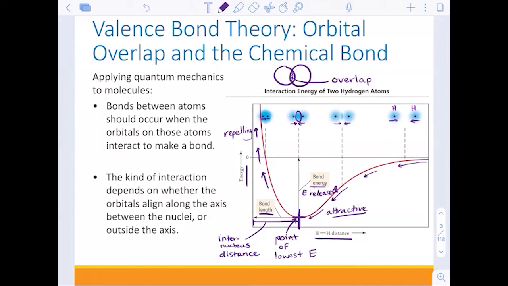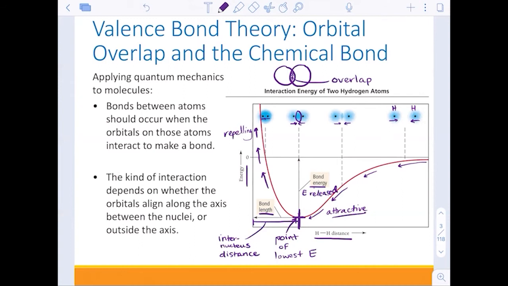So when we look at revisiting quantum mechanics, bonds between atoms should occur when the orbitals of those atoms interact. They need to overlap. They need to occupy the same exact space. And when they do that overlapping, we have to find the perfect amount of overlap. We can't get too close because then we start to repel. We can't be too far away because then we don't have enough attraction. And the kind of interaction depends on whether the orbitals align along an axis between the nuclei or outside the axis.